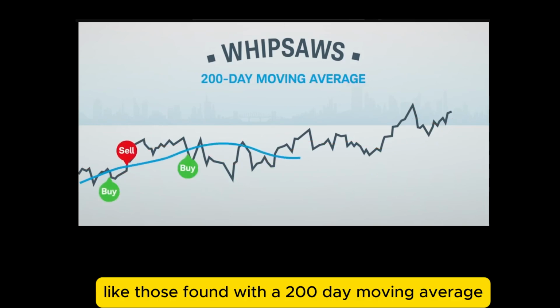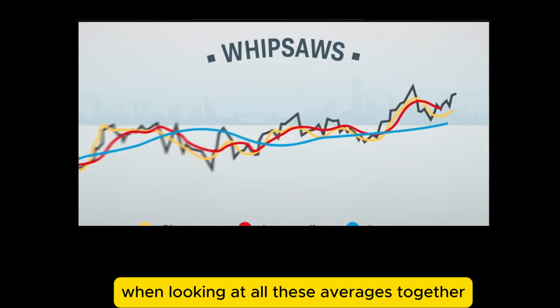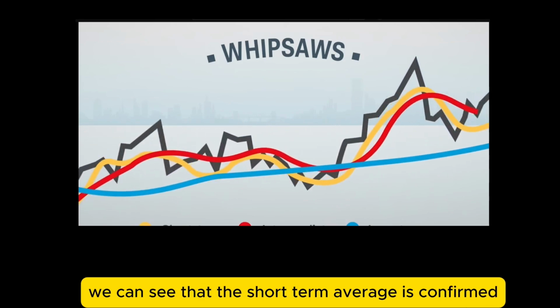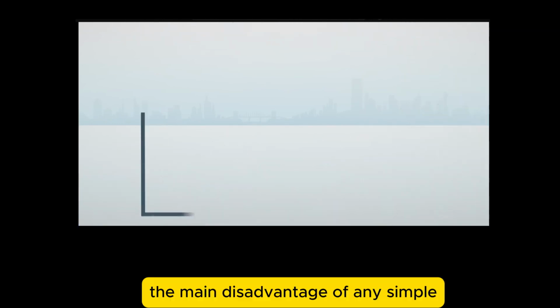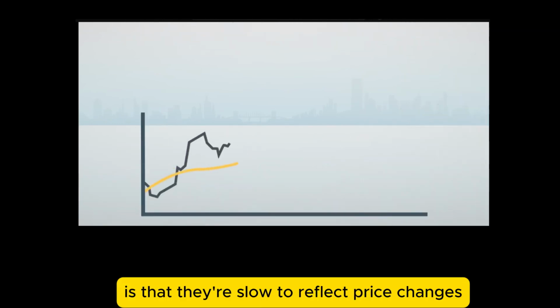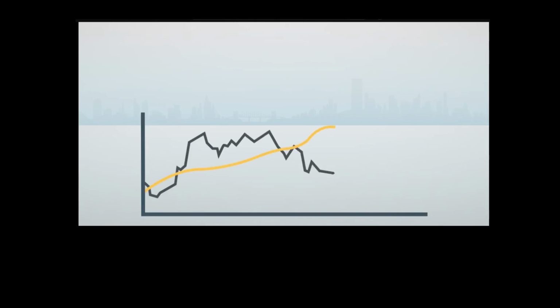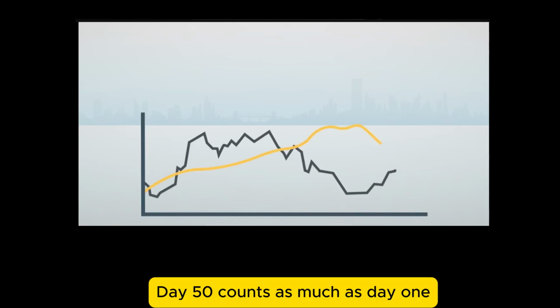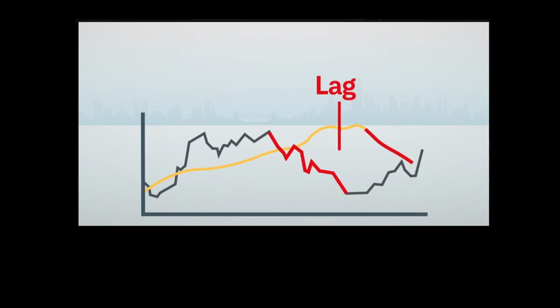Long-term traders look at a 200-day moving average, which is even smoother. When looking at all of these averages, we can see that the short-term average is confirmed by the intermediate and long-term averages. The main disadvantage of a simple moving average is that it is slow to reflect price changes. Because each period is given equal weight, day 50 counts as much as day 1, so a large gain or drop hardly factors into a moving average for some time. This is known as lag.